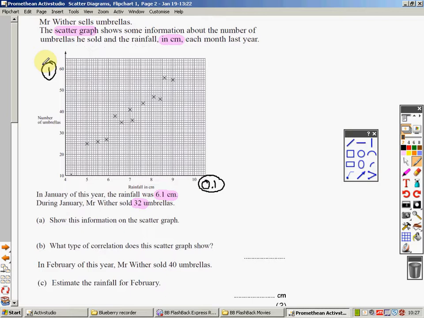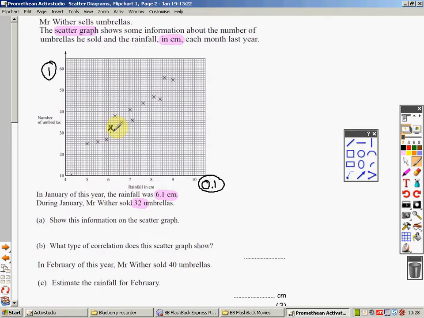Okay, so now I can plot this information. I want 6.1, so I've already worked out that it's just 1 square along from the 6. It's a bit hard here on this exam paper because it's not being copied too well on the photocopier. And then 32 umbrellas, so I know it's going up in 2, so up in 1, so my 32 is 2 up from there. It's going to be there. I've slightly missed there, but we call that accurate enough.